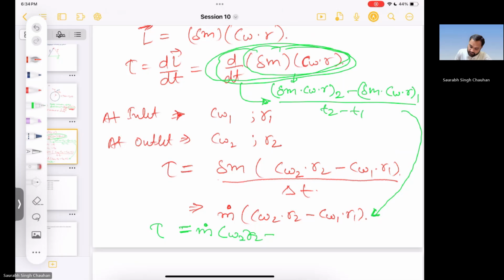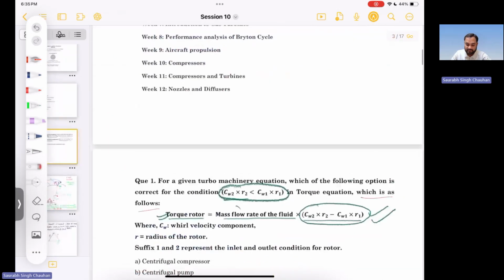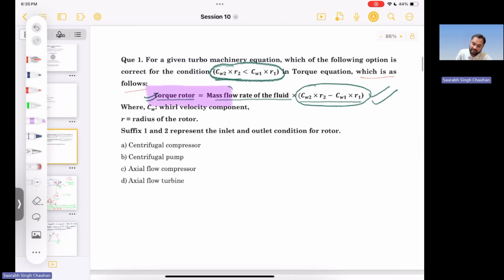And what is this? CW2 R2 and CW1 R1, right? So this is the torque. Okay, so that's what was given in this question. Torque on rotor is mass flow rate of the fluid times CW2 R2 minus CW1 R1, right? So this is the equation for the torque. Okay, and I just explained how it comes.